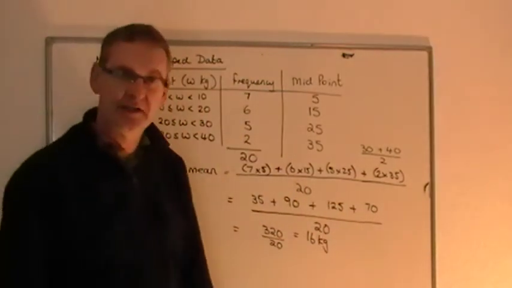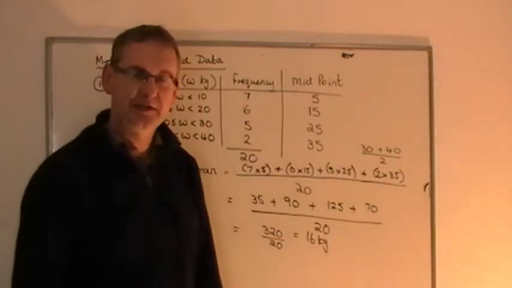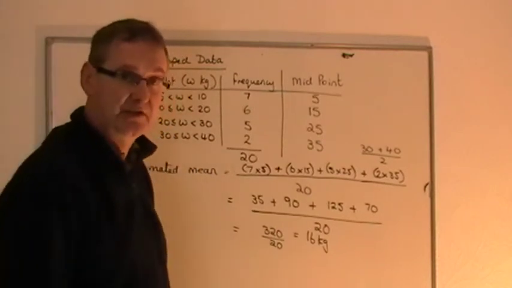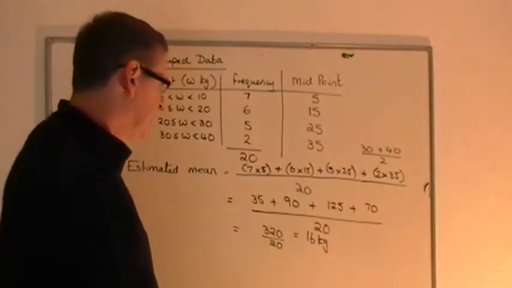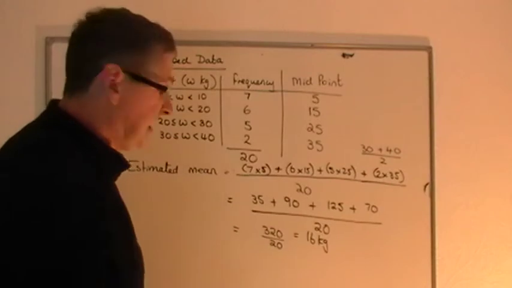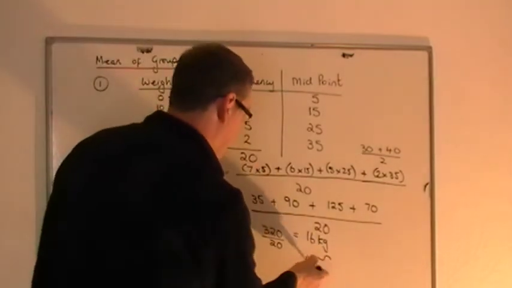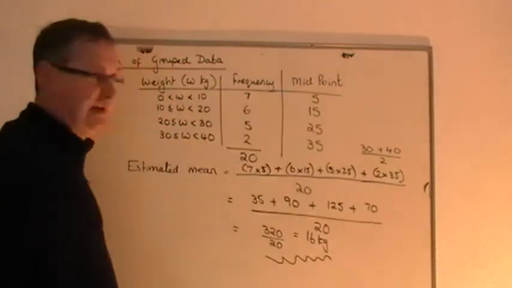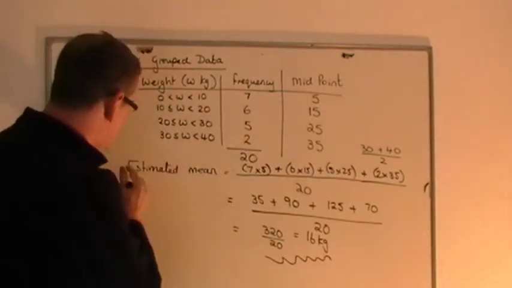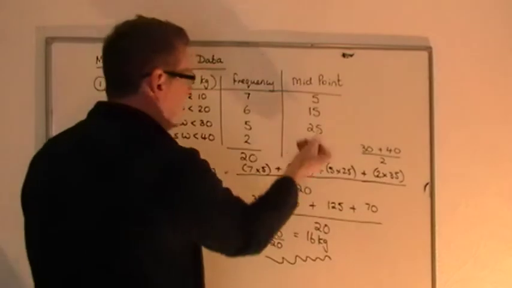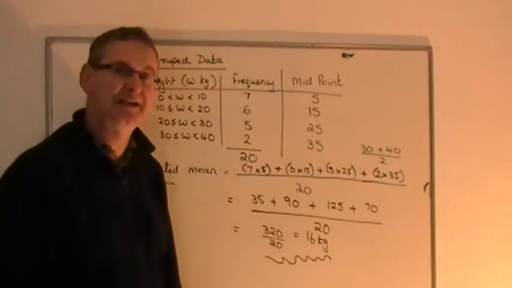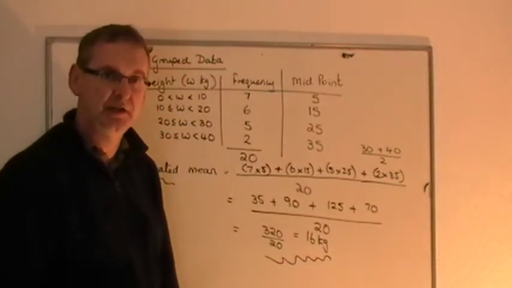When you work it out in the exam, it's quite likely to be a decimal answer, so just give the answer to 1 decimal place. 16 kilograms is an estimated average weight for the object represented by that set of data. And once again, it's only an estimated mean because we've been working out midpoints. We do not know the exact weight, so we can't give an exact answer.